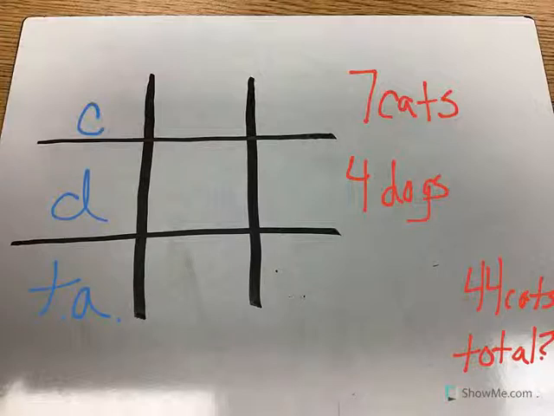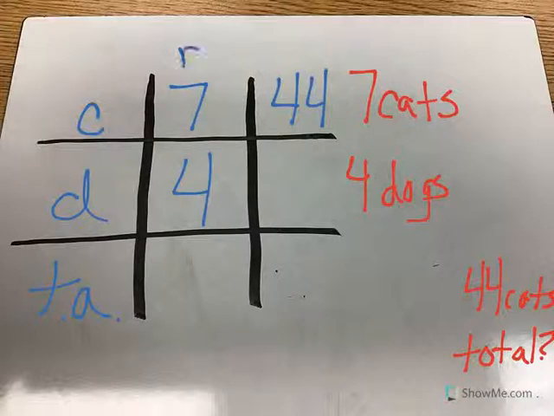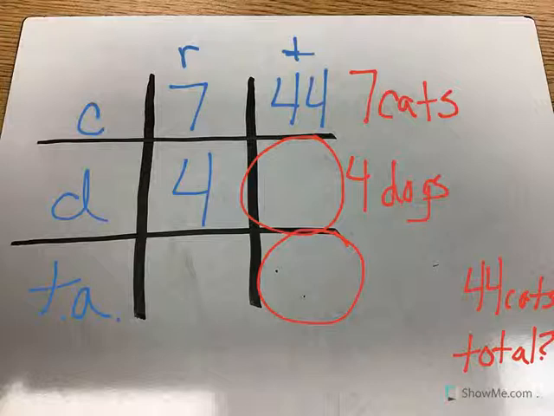Okay? Now, I'm going to write down the information they gave me. They gave me 7 cats, they gave me 4 dogs, and they gave me 44 cats. Now, this is my ratio, my part, and this is the total that they gave me. Okay? So currently, I don't know how many dogs, I don't know how many total animals I have. But I do know how many total are in the ratio. I have 11.